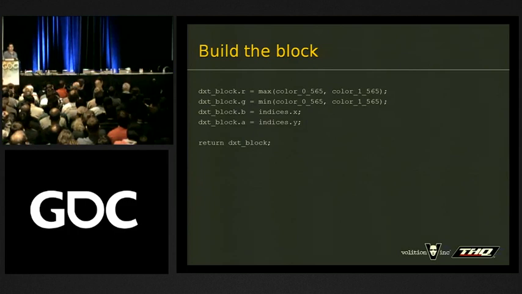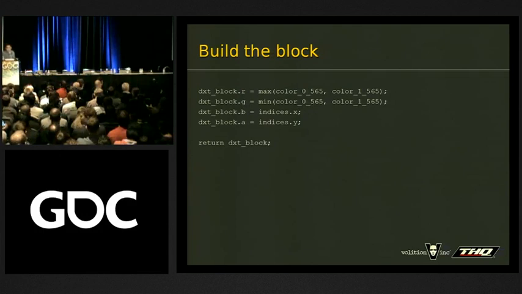At this point, we've got our color already in a 565 format, and we've got our indices, so we just have to store them in a block, store them in an output variable. Now, the red component will be the maximum of the two colors. The green component will be the minimum of the two colors, and you just copy your indices over.